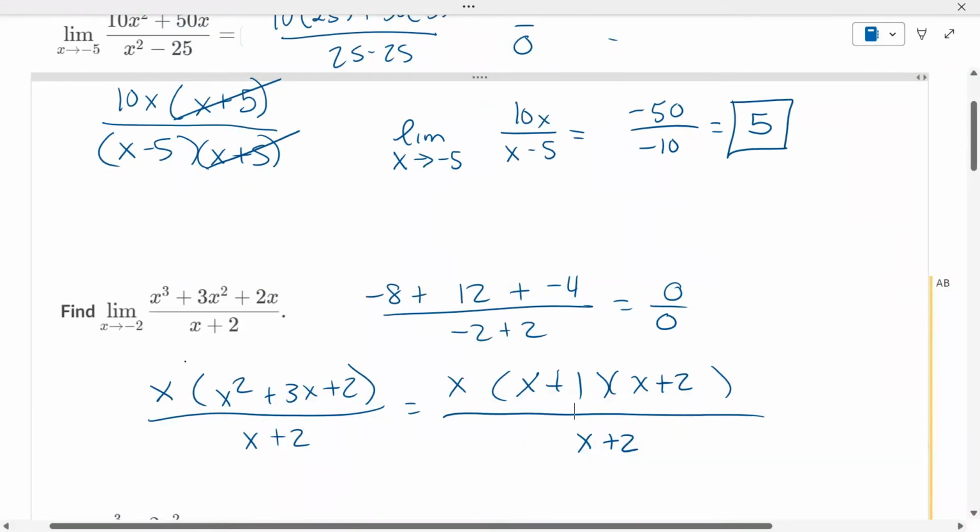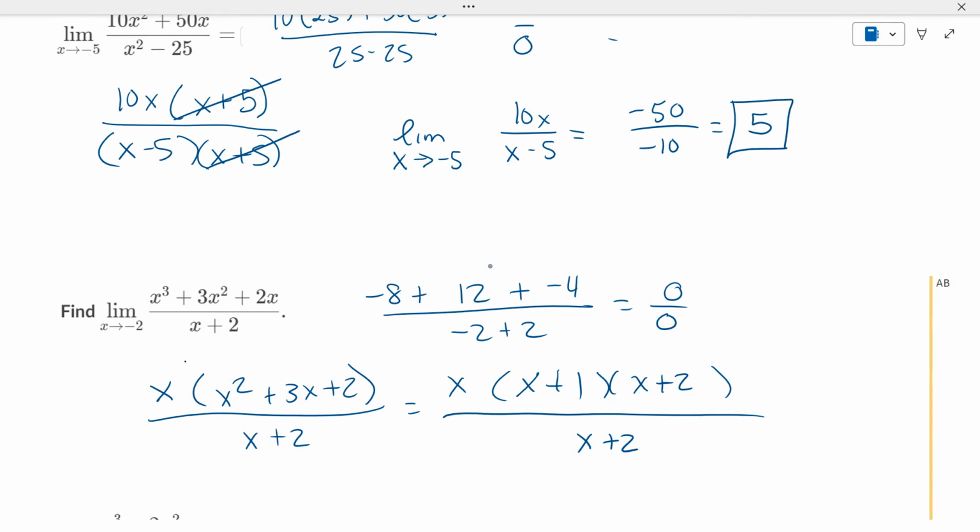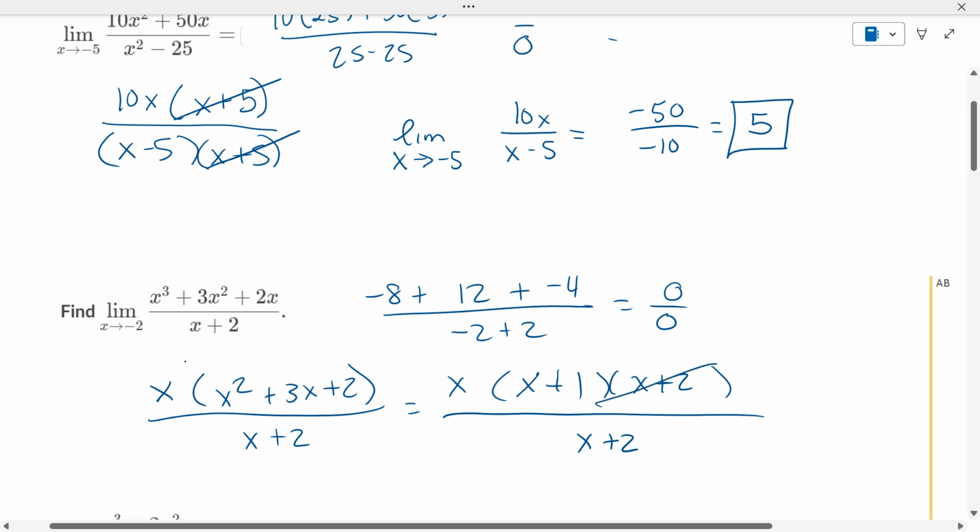So, then what happens? The x plus 2's cancel. If we stick -2 in here, we get -2 times -2 plus 1, which is -2 times -1, which is a +2.